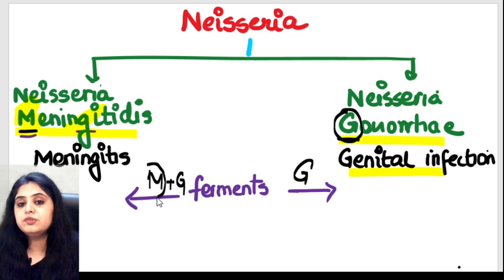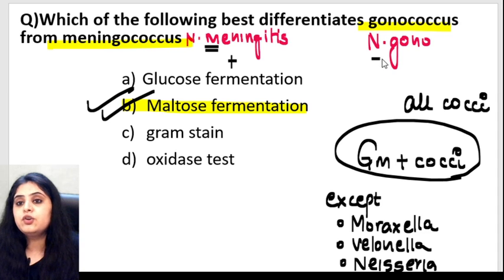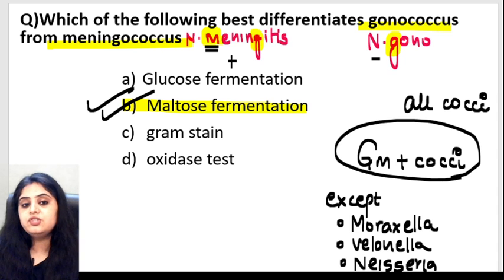Only maltose is the one which differentiates. So, what helps in differentiation? Maltose fermentation helps in differentiation, because maltose fermentation is only in meningitidis, not in gonorrhea. Glucose fermentation is in both. So repeating, meningitidis has M and G, so maltose and glucose. Gonorrhea has only G, so only glucose fermentation.